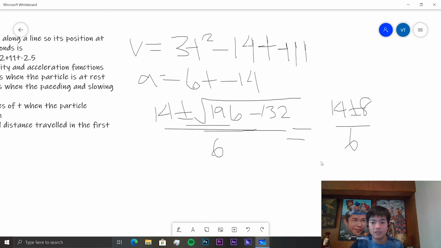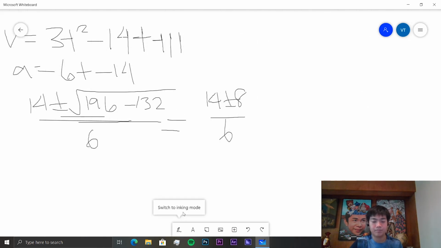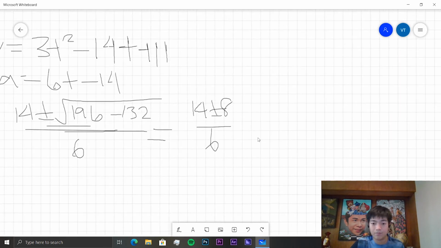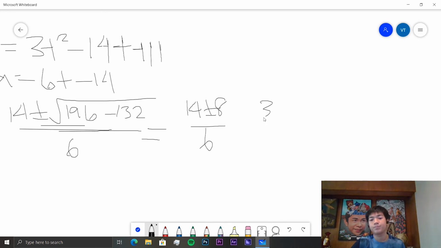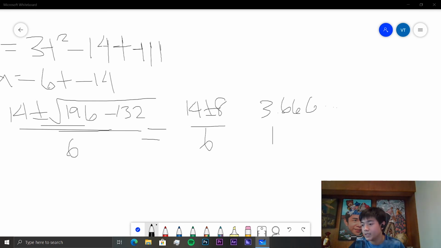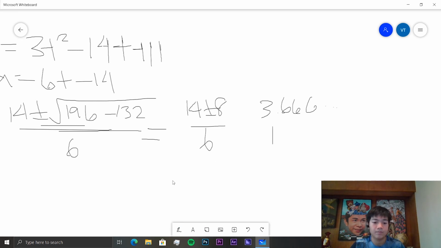So the two values should be 14 plus 8 over 6, 22 over 6, so 3.666. And then 14 minus 8, which is of course 6, so otherwise 1. So it should be at 1 and at 3.666. Okay. Next.